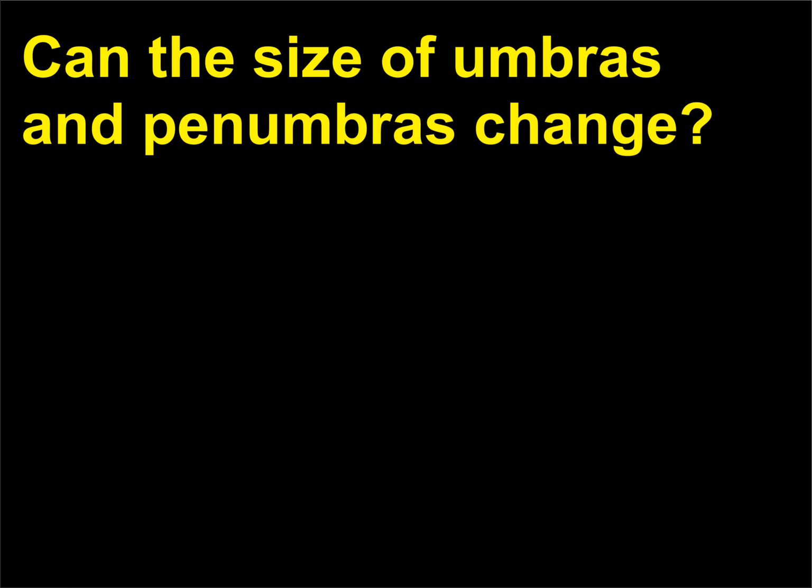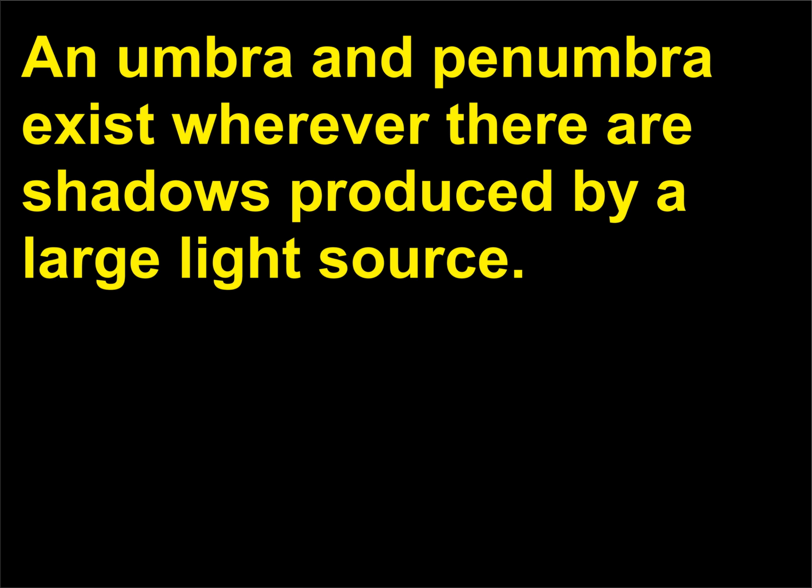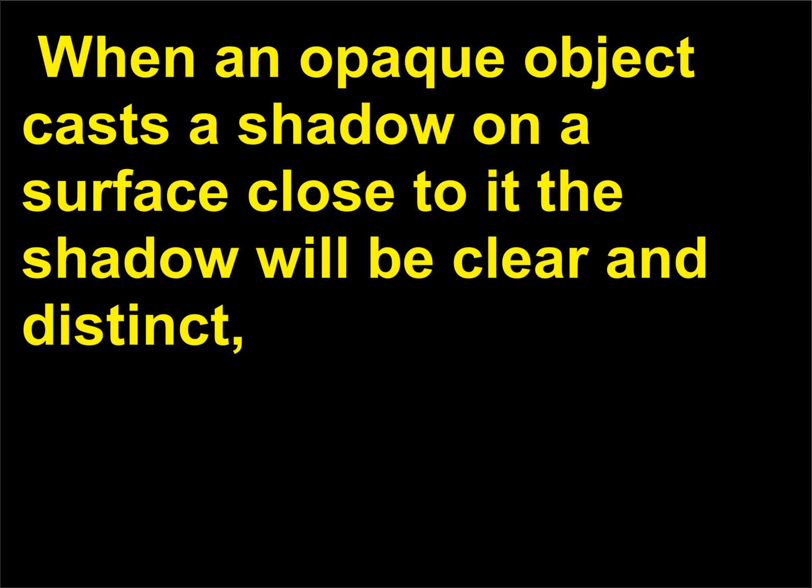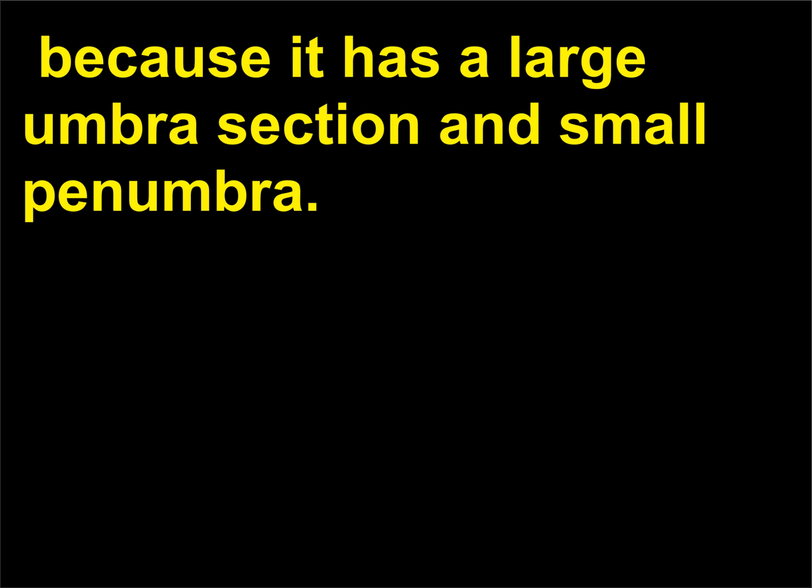Can the size of umbras and penumbras change? An umbra and penumbra exist wherever there are shadows produced by a large light source. When an opaque object casts a shadow on a surface close to it, the shadow will be clear and distinct. Because it has a large umbra section and small penumbra.